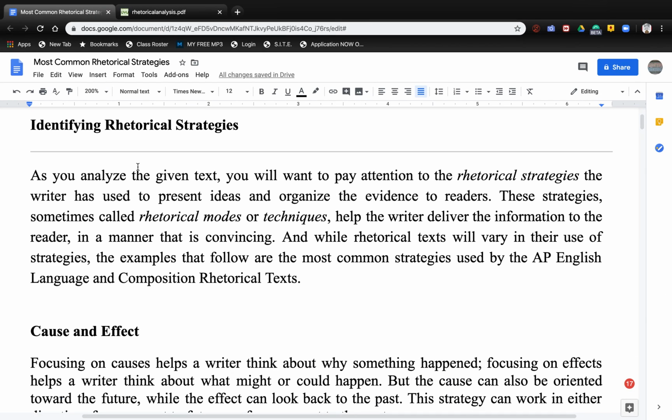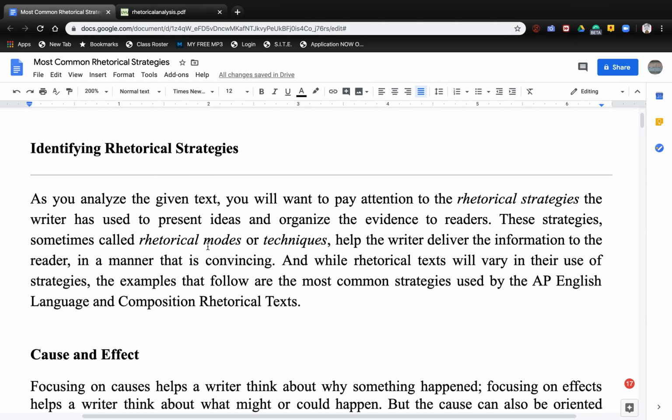Concern the identifying of rhetorical strategies. That is, the modes or techniques that a writer often uses in order to present ideas or organize the evidence to the reader in a manner that is convincing. Strategies are usually a collection of devices and/or appeals that a writer will use in order to target specific information to its audience. So you may not find a strategy in a sentence.